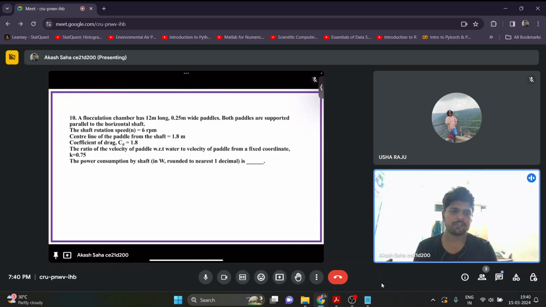So we have a direct formula for the power given for the shaft. P is equal to half C_D rho A into V cube. So my V will be the velocity of the paddle with respect to water. To find out the velocity of the paddle, we need some parameters like K, the shaft rotation speed, etc. And then we have the area, and then we have to find out the power. Okay, so we'll see how to solve this problem.